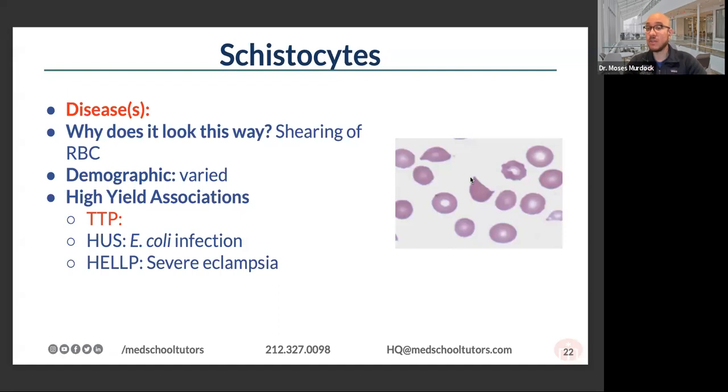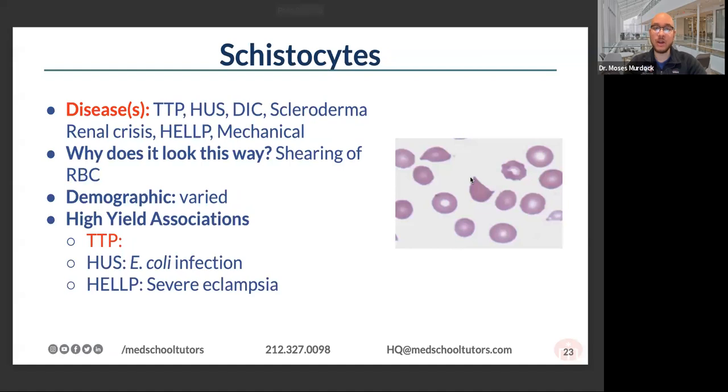On the screen, you've seen several answers to this. TTP, thrombotic thrombocytopenic purpura, HUS, hemolytic uremic syndrome, HELLP, which is a form of severe eclampsia, right? Hemolysis, elevated liver enzymes, and low platelets. But there's a couple others that are up there: scleroderma renal crisis, DIC, and mechanical valves. Exactly. So as put in the chat, mechanical heart valves, like the mechanical aortic valve, can lead to a macroangiopathic hemolytic anemia. And here's the key. What you're looking for is the combination of anemia, thrombocytopenia, and schistocytes.